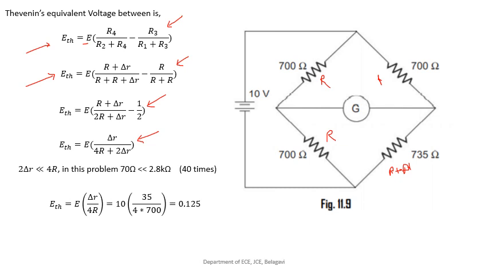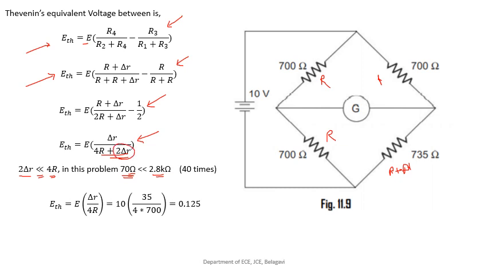Now if you see the denominator, this term 4R plus 2 delta R, here 2 delta R is very small when you compare it with 4R. In this problem, 2 delta R means 70 ohms, and 4R means around 2.8 kilo ohms. So this 2.8 kilo ohms is 40 times 70 ohms, so it is much greater. So what we will do is ignore this 2 delta R.